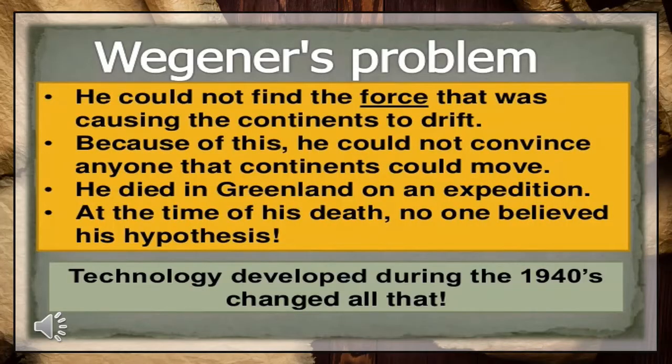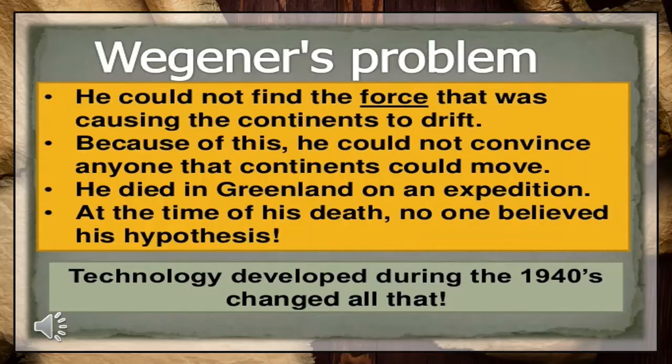Wegener's theory initially did not gain acceptance from the scientific community because he could not explain why the continents moved. He just asserted that continents had been pulled apart by Earth's rotational force and some astronomical influences. Hence, his theory was given little interest at that time. Sadly, he died in Greenland on an expedition. At the time of his death, no one believed his hypothesis.